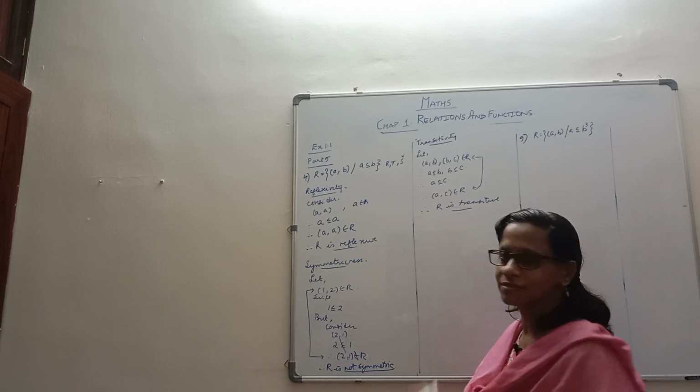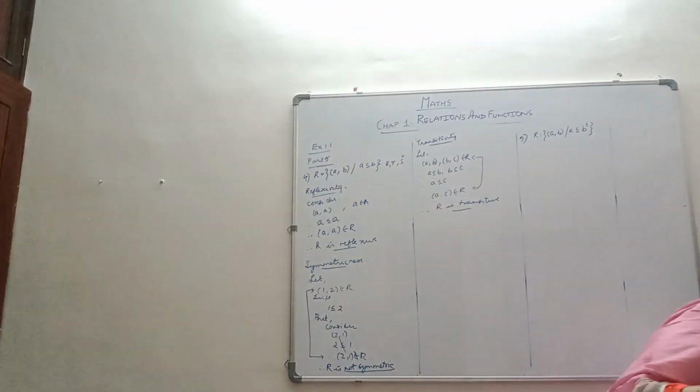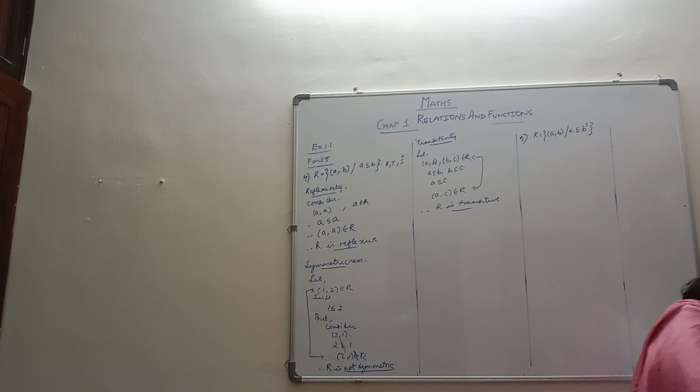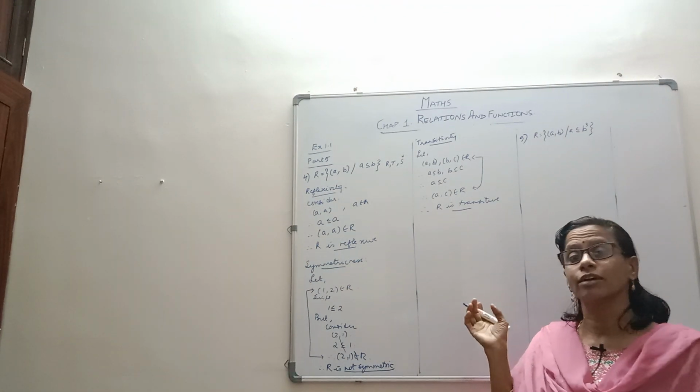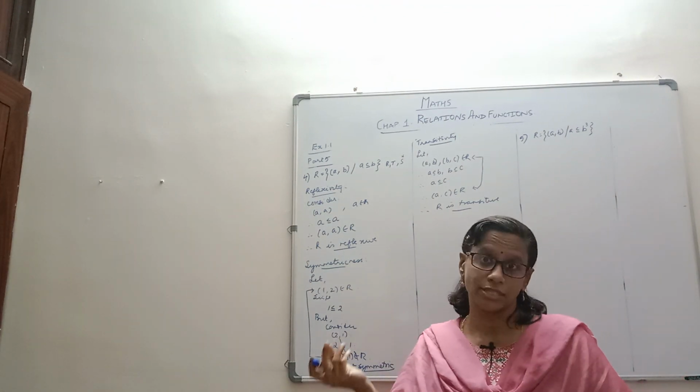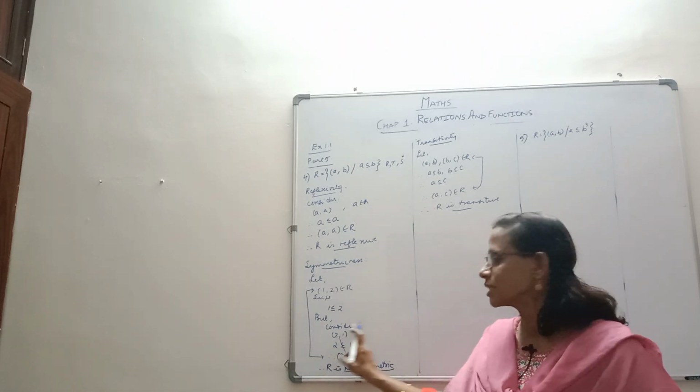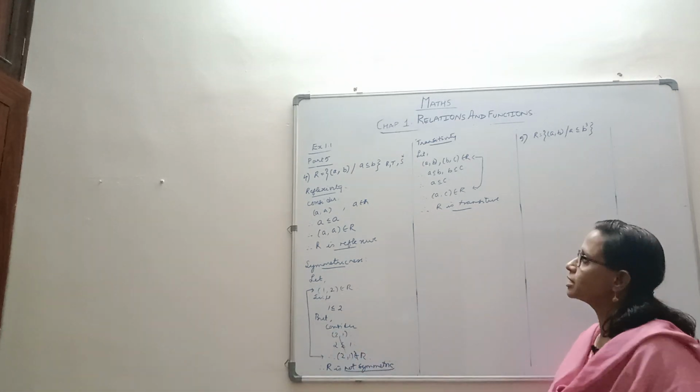R is transitive, right? I don't know whether they've asked. Is it an equivalence relation? No, you cannot say that, because symmetricness is not there. Sometimes when all three are obeyed, they ask us to show an equivalence relation. That is when all three are obeyed. Here symmetricness is not obeyed, so you cannot have an equivalence relation.